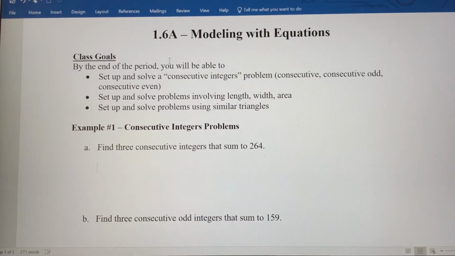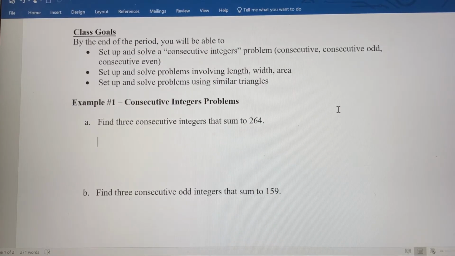All right, in this video, we're going to set up and solve consecutive integers problems. It could be consecutive integers, meaning 3 integers in a row. Could be consecutive odd integers, which means like 1, 3, and 5. Or it could be consecutive even integers like 6, 8, and 10. So we're going to set these up, we're going to solve them, and then we'll be able to verify that they are correct. So we've got 3 examples here.